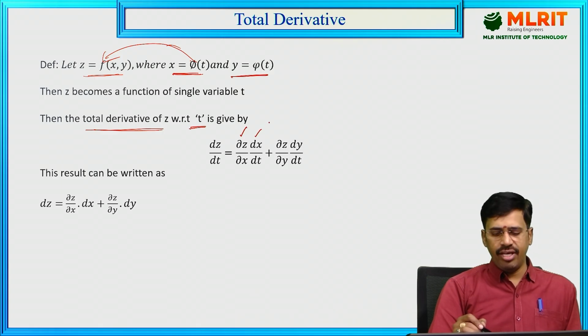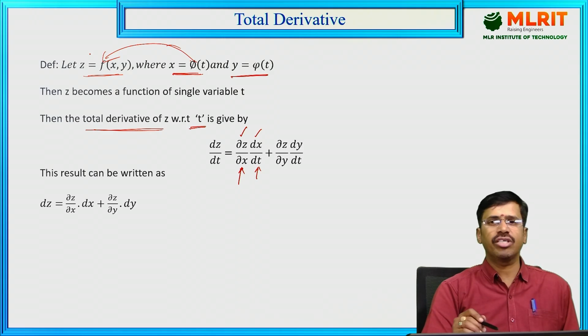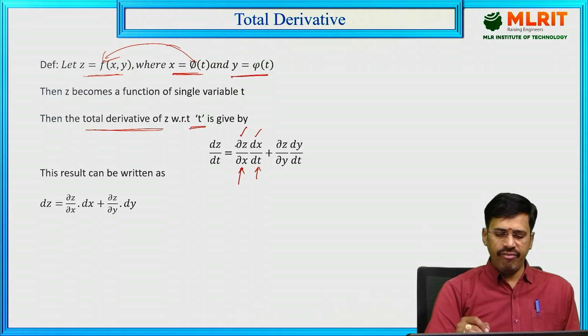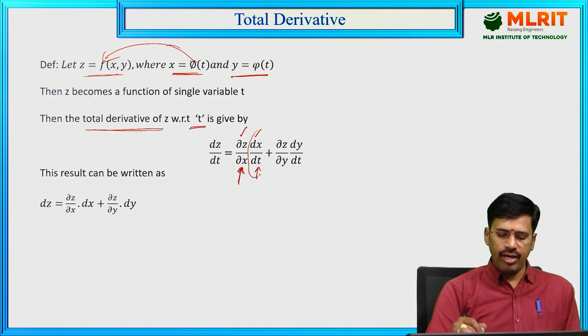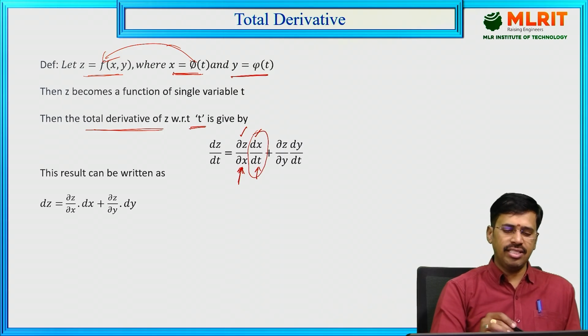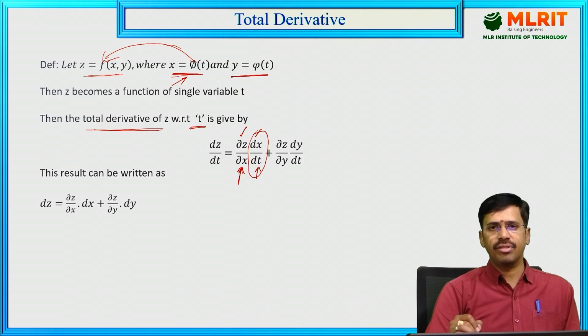We can observe here, the first derivative is a partial derivative and the second derivative is a plain, ordinary derivative. Why? Because z is a function of two variables. Whenever we have a function of more than one variable, we differentiate that particular function partially, meaning dou z by dou x or dou z by dou y, like that. Here I wrote dx by dt, since x is a function of only one variable t, I can write dx by dt, right?